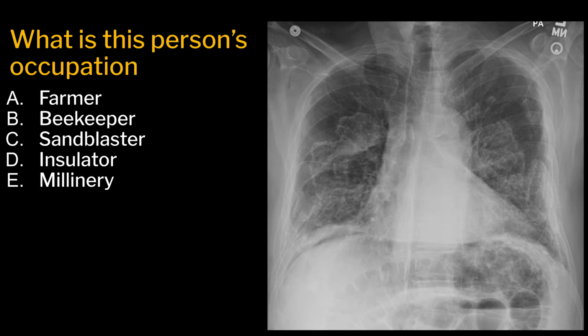These other answer choices refer to other occupational lung diseases. So a farmer is usually referring to hypersensitivity pneumonitis. Beekeepers are a red herring. There's no occupational lung disease. Sandblaster, again, is silicosis. Insulator or pipe fitter or brake pads or shipyard, that's asbestos. Millinery is mercury poisoning from back in the olden days, so you get a neurodegenerative disease.